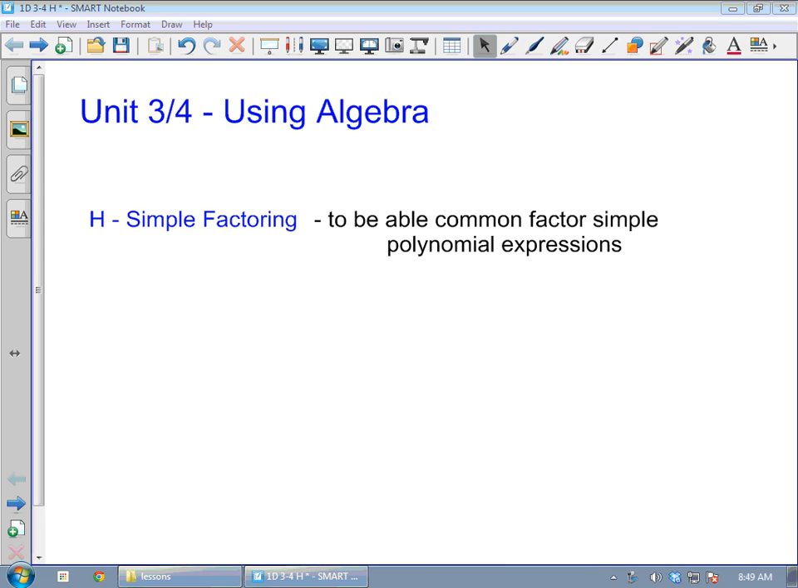In this lesson, we're going to cover some more material out of Unit 3.4 using algebra. We're going to take a look at the content in box H here, simple factoring. And by the end of this lesson, we should be able to factor simple polynomial expressions.